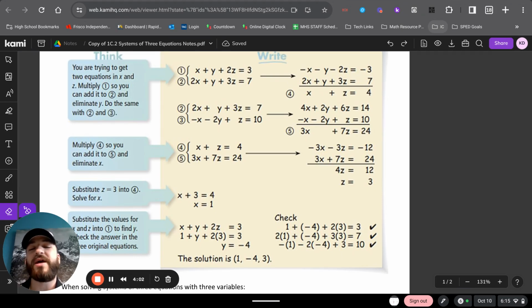Solving for x by subtracting 3 from both sides, we get x is equal to 1. Then once I know what z is equal to and I know what x is equal to, I can plug into any of my three original equations to solve for y. I'm going to plug into equation 1. I think it's the simplest.